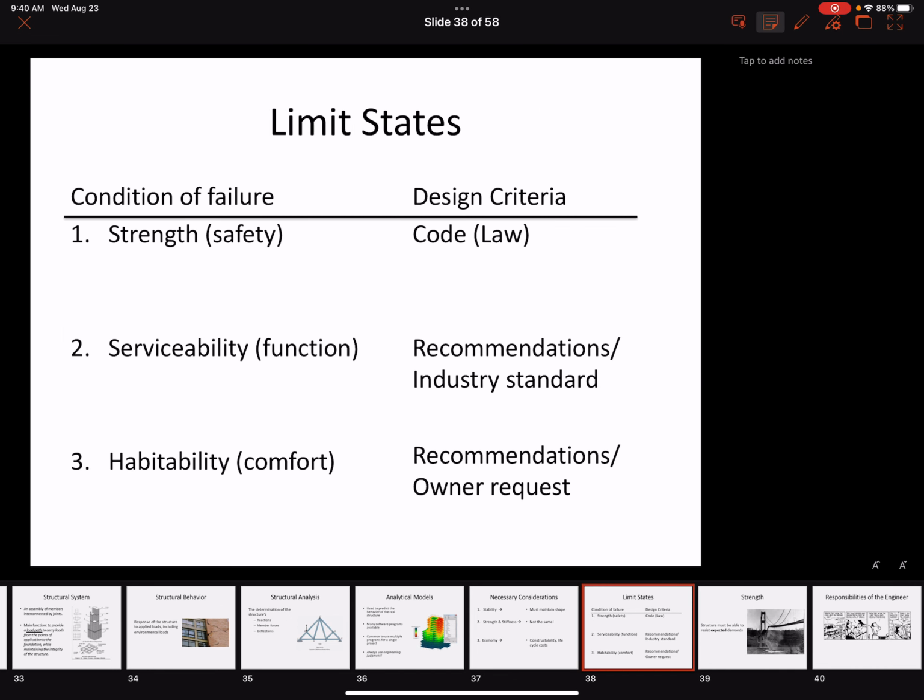All right, so moving on to limit states. I'm going to check the time here. Okay.